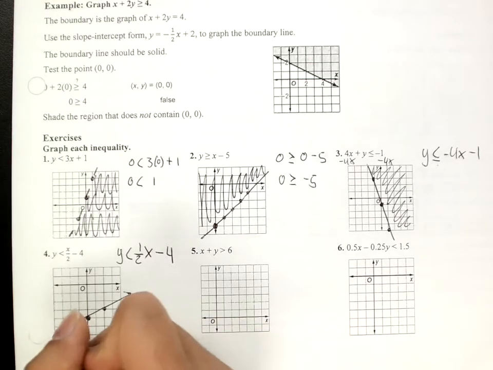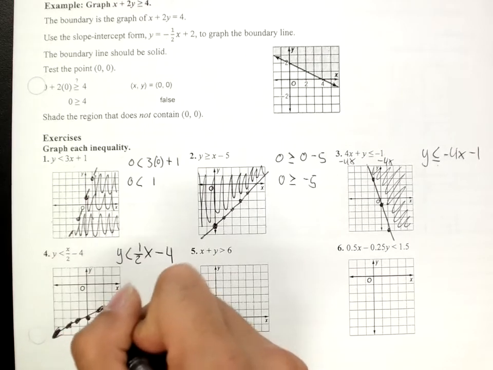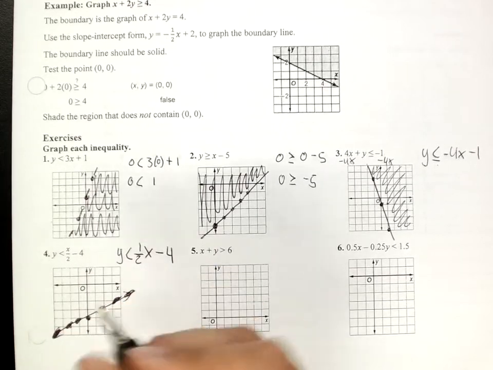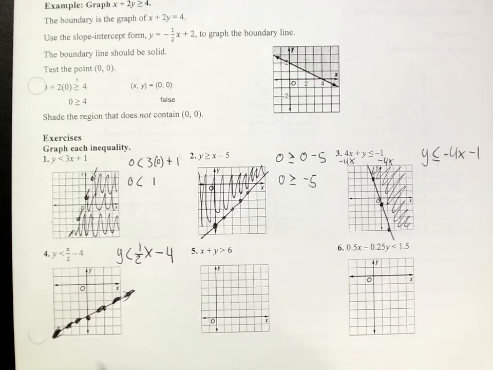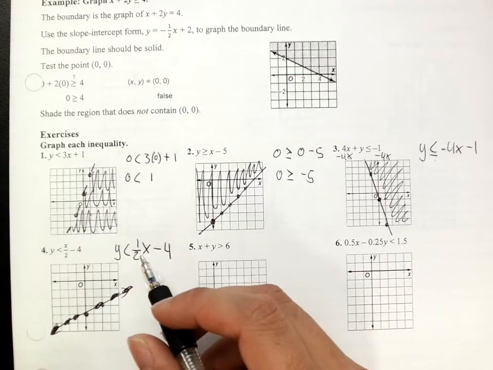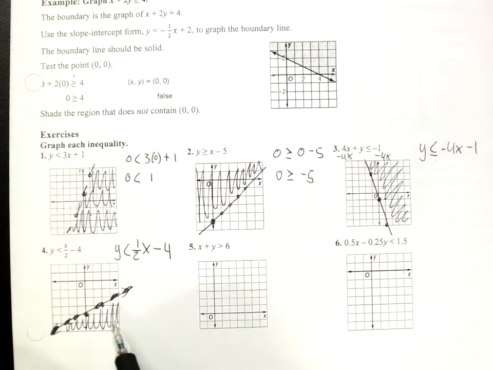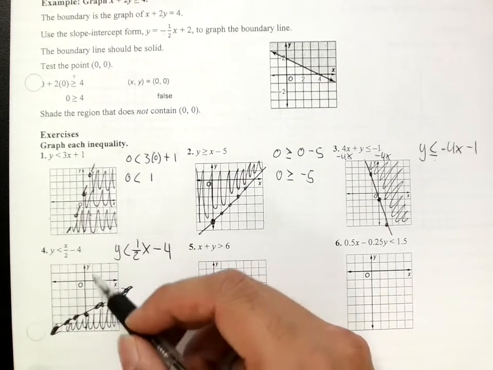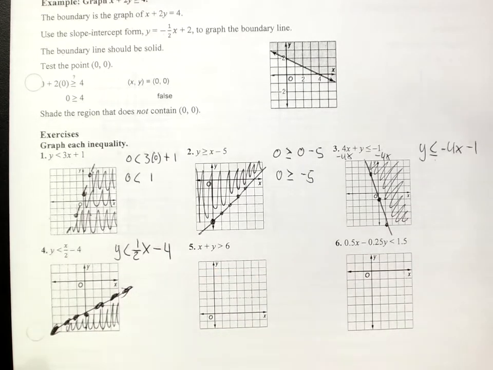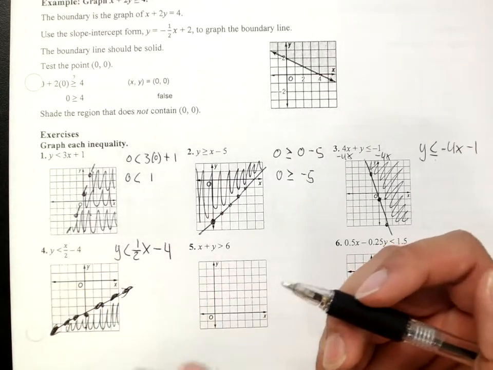Well, I'm sorry, these should be dotted lines since it's not equal to, right? It should be dotted lines. Now, we're going to shade y is less than, we're going to shade this side. I know it's kind of difficult to see why you shade this side since there's not really a left and right, but you shade the left side, the right side.